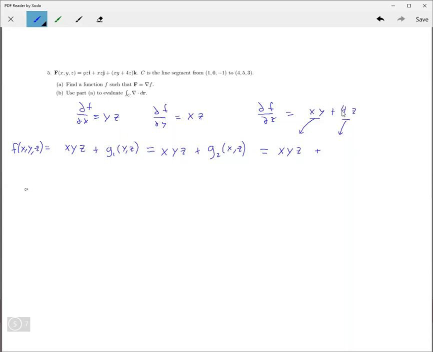What's an antiderivative of 4z with respect to z? Two z squared. Yeah, 2z squared. And then I could potentially have a function in x and y. Okay, now, what is my function going to be? What's the simplest function that is that, and is that, and is that?